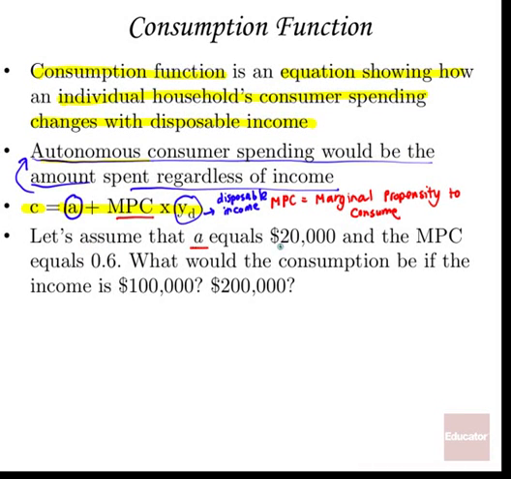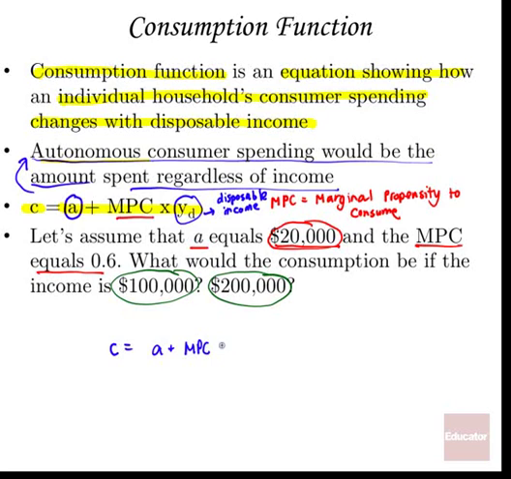So let's assume that A equals $20,000 and the MPC equals 0.6. So you're going to spend $20,000 no matter what your income. You don't make anything, or you make $20,000 a year, $15,000 a year. What would the consumption be if your Y value is $100,000 and also if it's $200,000? So again, let's just set up the equation here. C equals A plus MPC times YD. Okay, so we're trying to figure out what the consumption is. C equals, that's 20,000 plus 0.6, and then let's plug in that $100,000 first.